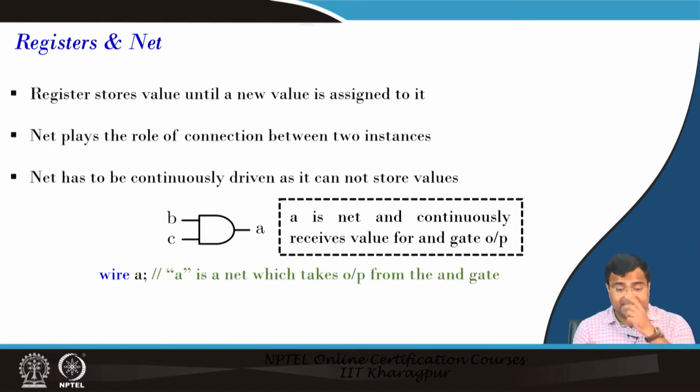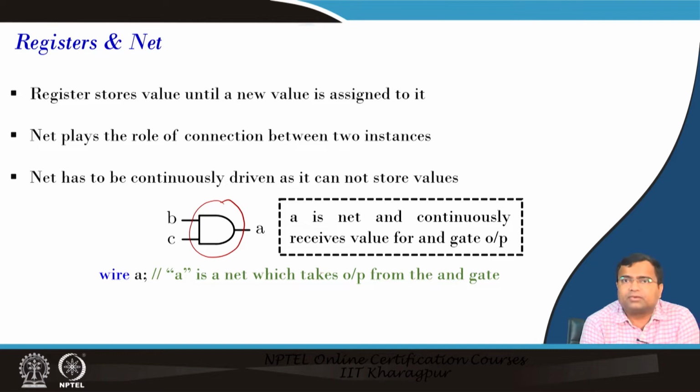Next, register and net. So, when you say this A and B, suppose we want to implement a one AND gate. So, suppose we simply implement a one AND gate, with inputs B, C and output A. So, this is purely an AND gate.